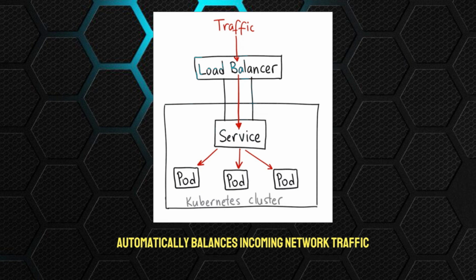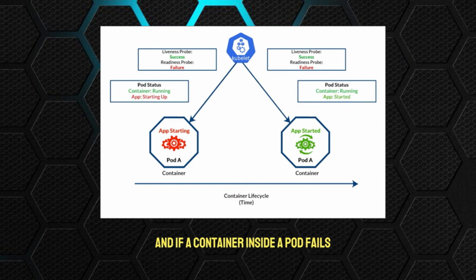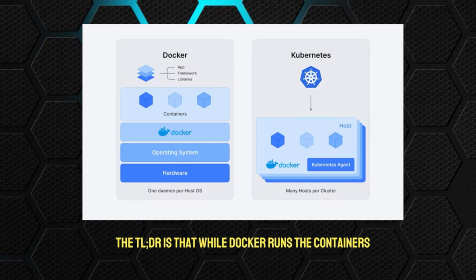Kubernetes also automatically balances incoming network traffic across pods, distributing requests so no single container becomes overloaded. And if a container inside a pod fails, Kubernetes restarts it to maintain the desired state. If a node crashes, Kubernetes reassigns pods to other available nodes. The TLDR is that while Docker runs the containers, Kubernetes handles the orchestration, deploying, scaling, and managing hundreds or even thousands of containers across multiple servers. It's the ultimate tool for running complex and distributed applications.